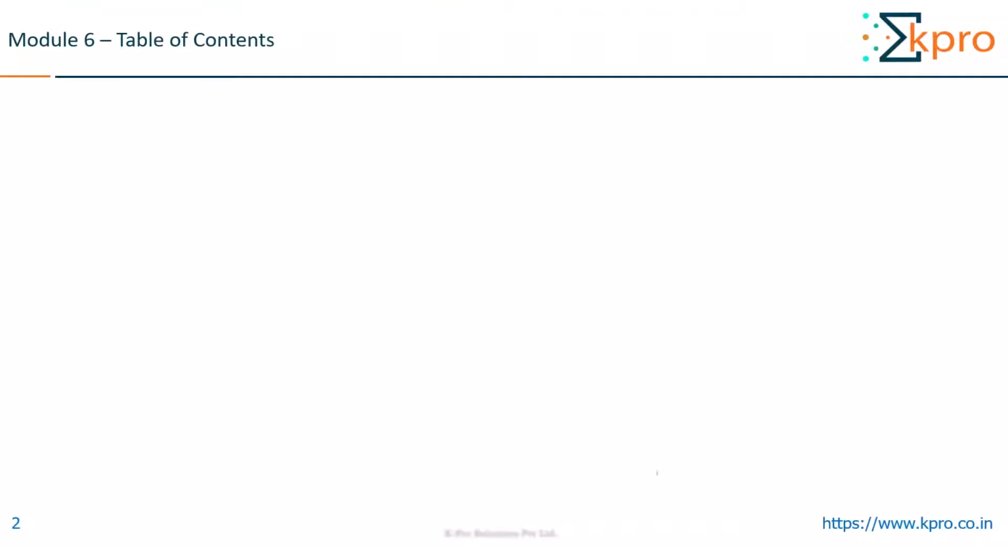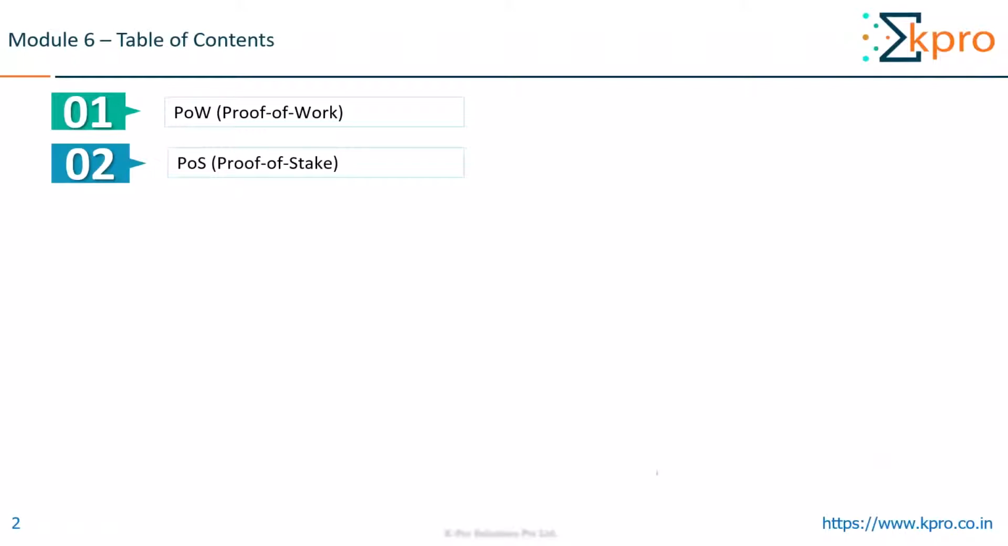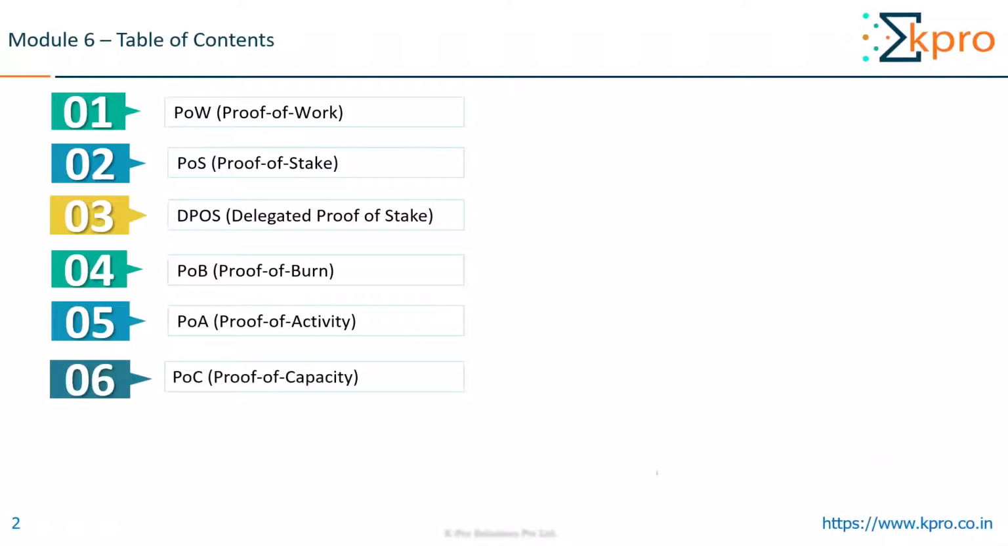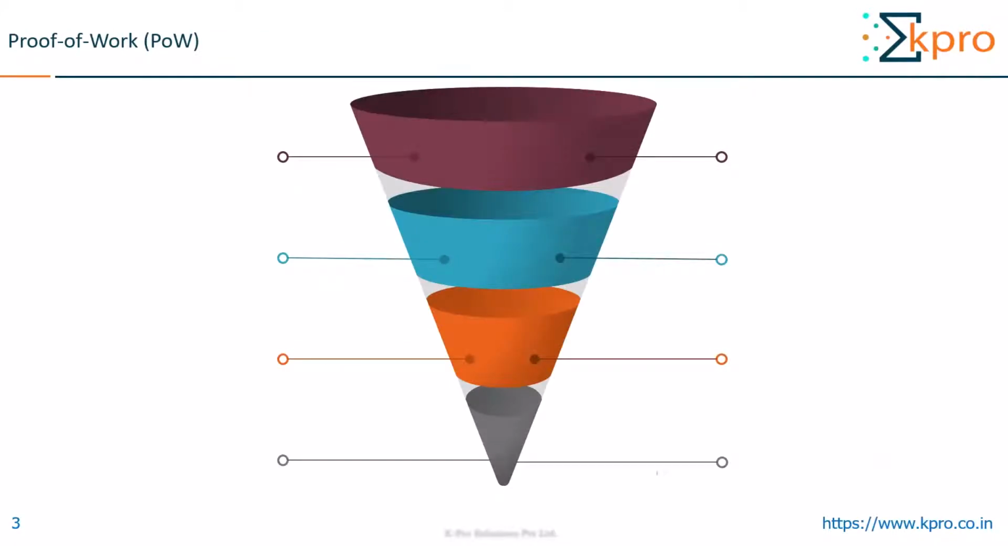So the topics we'll be covering in this video are: what is proof of work, what is proof of stake, what is delegated proof of stake, what is proof of burn, what is proof of activity, and what is proof of capacity. So these are a few approaches to the consensus mechanism. So now let us start with what is proof of work.